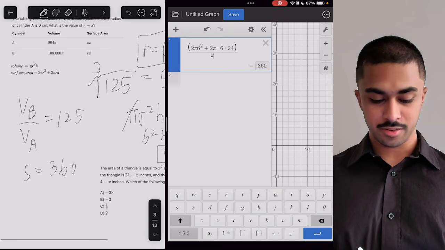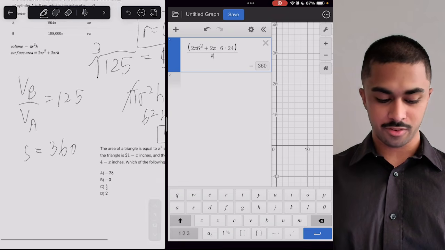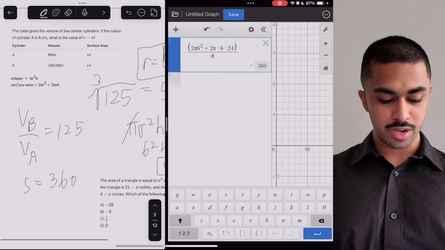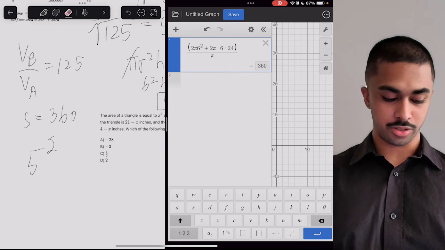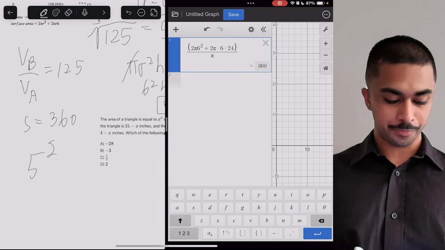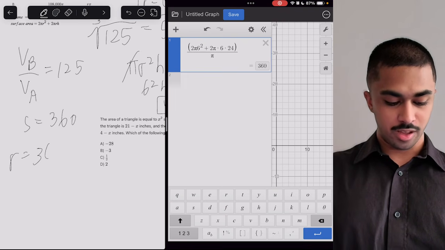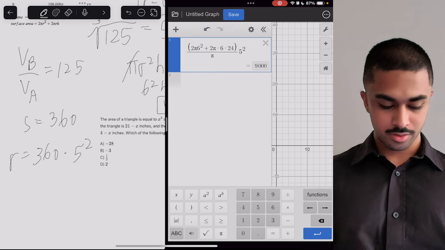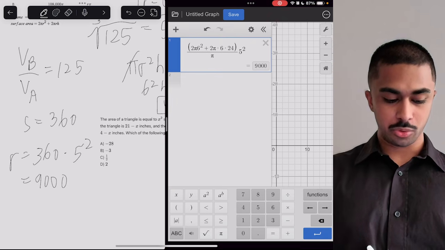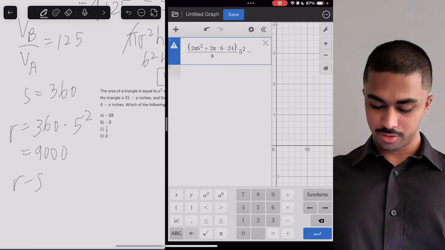From here, we can actually shortcut the entire process, because if you know that r pi is the surface area of cylinder B, we can use the scale factor to immediately find out what it is. Since the scale factor is 5, then cylinder B is going to have a surface area that's 5 squared as large, because surface area is area, it's squared. So R is basically going to equal S times 5 squared. So we can just do it on the same line, 5 squared, which is equal to 9,000. Since we want R minus S, we just do this minus 360.